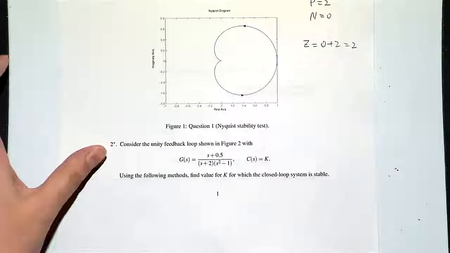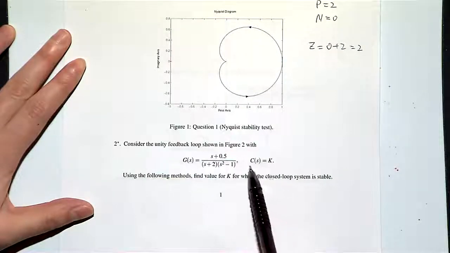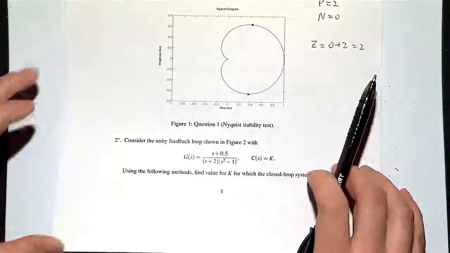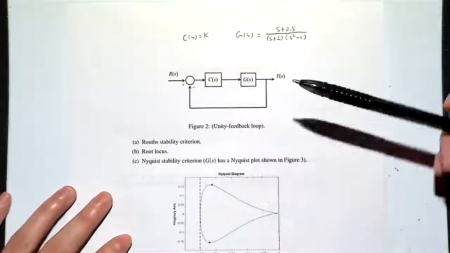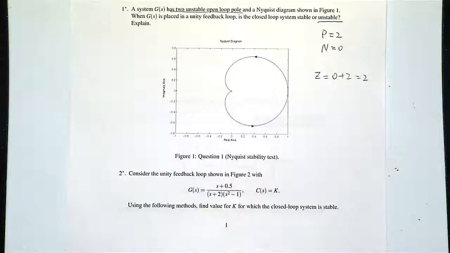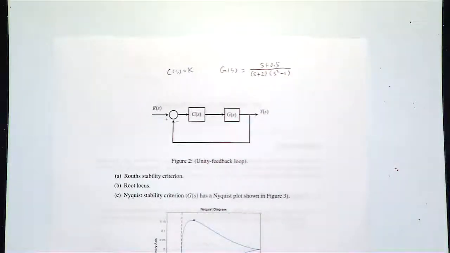Question 2. It is saying you have a plant like this, a controller like this, and a unity feedback loop, which is shown here. And it asks you to use the following methods and find the range of K for which the closed loop system is stable. So I've copied this to transfer function here, right? So this is the plant, this is your controller. Alright.